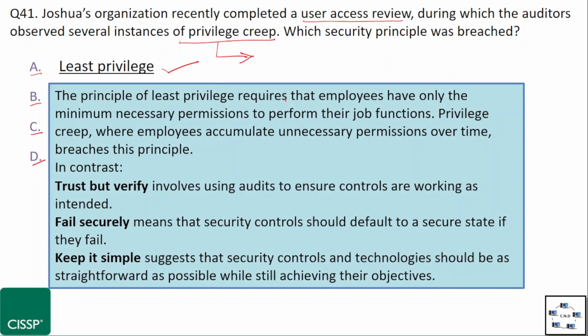The principle of least privilege requires that employees have only the minimum necessary permissions to perform their job functions. Privilege creep, where employees accumulate unnecessary permissions over time, breaches this principle. In contrast, trust but verify involves using audits to ensure controls are working as intended. Fail securely means that security controls should default to a secure state if they fail. And keep it simple suggests that security controls and technology should be as straightforward as possible while still achieving their objectives.